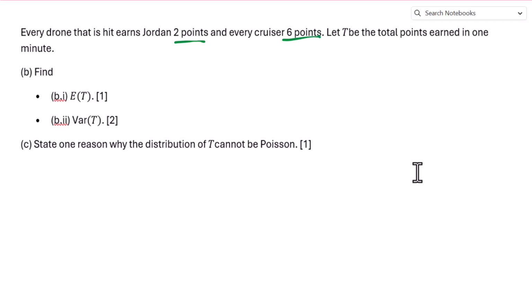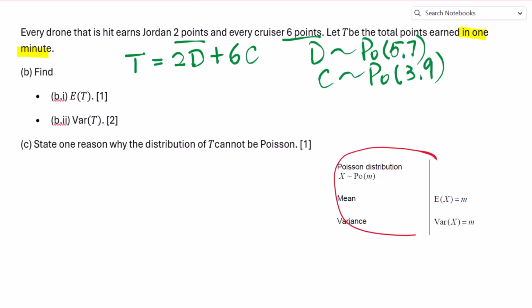Every drone that is hit earns Jordan 2 points, and every cruiser 6 points. Let T be the total points earned in 1 minute. Keywords: in 1 minute. Find E of T. T equals 2 times D plus 6 times C. This is given in the formula booklet.